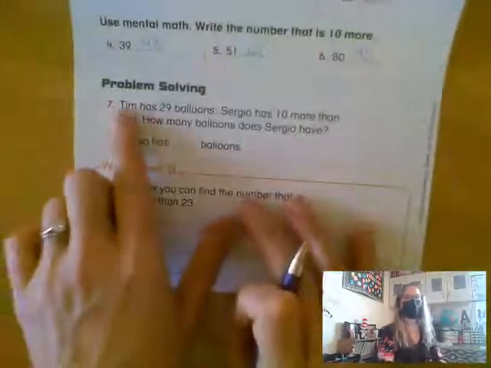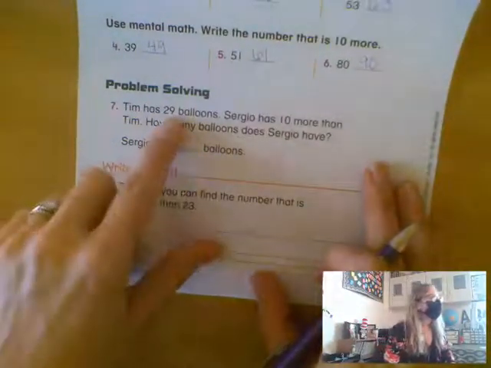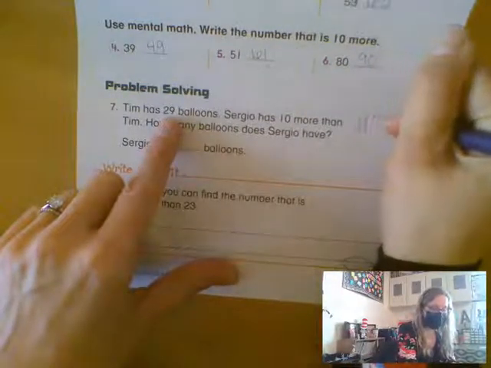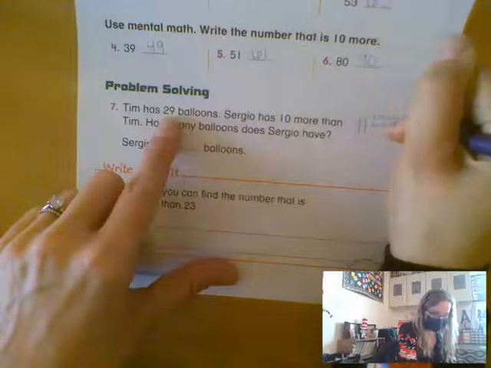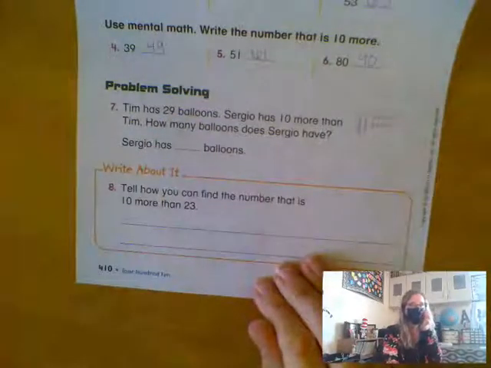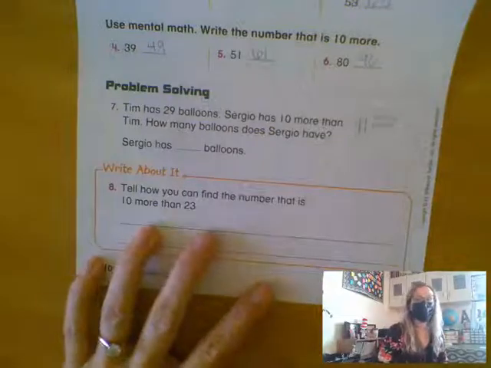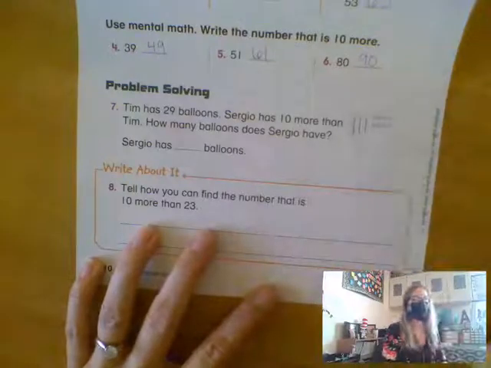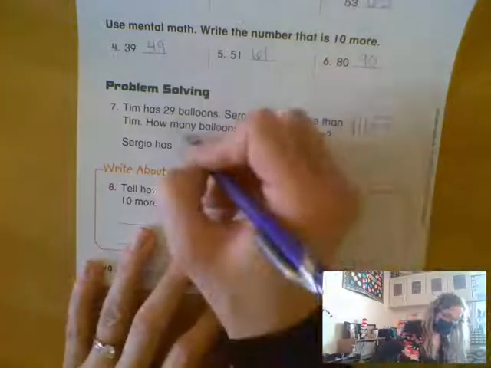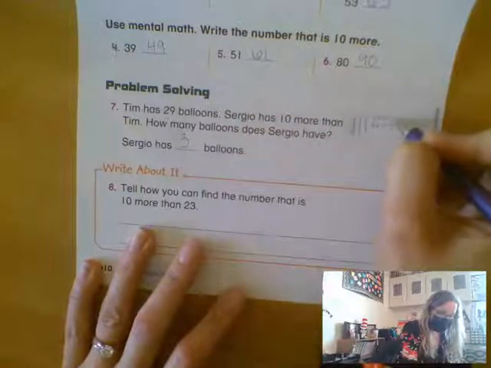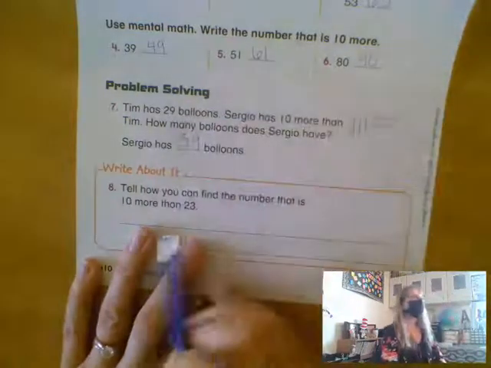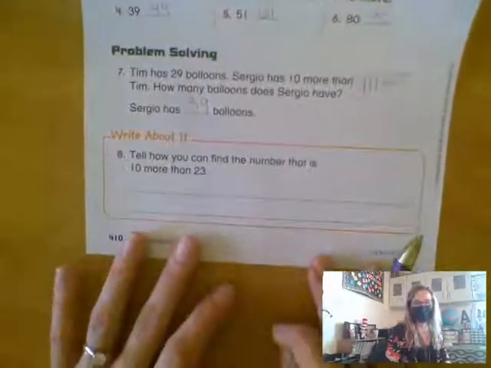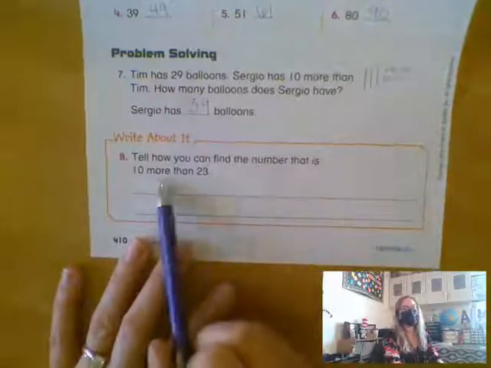Let's look at the problem solving. Tim has 29 balloons. Think about what that means. That's 2 tens and 9 ones. Okay, 2 tens and 9 ones. Sergio has 10 more than Tim. 10 more, we've got to put another 10. So how many balloons does Sergio have? Well, there's 1, 2, 3 tens and 1, 2, 3, 4, 5, 6, 7, 8, 9 ones. So 10 more than 29 is what, Dominic? 39. Good job.